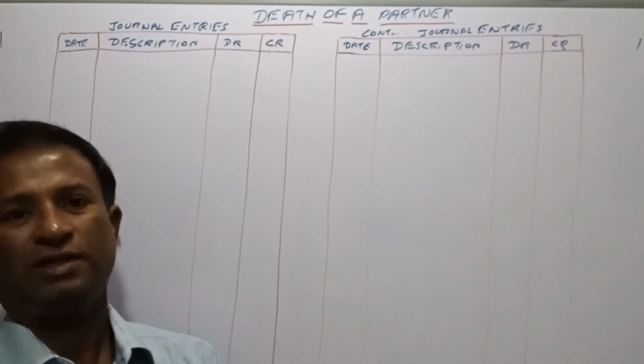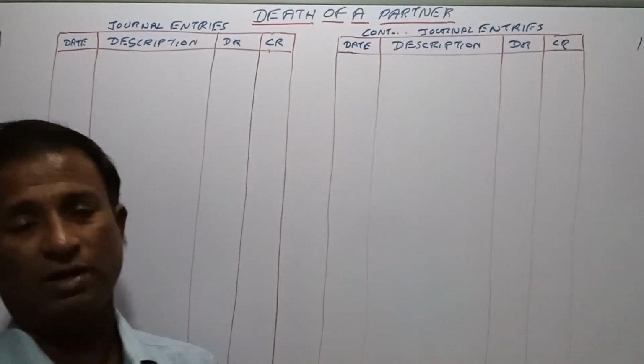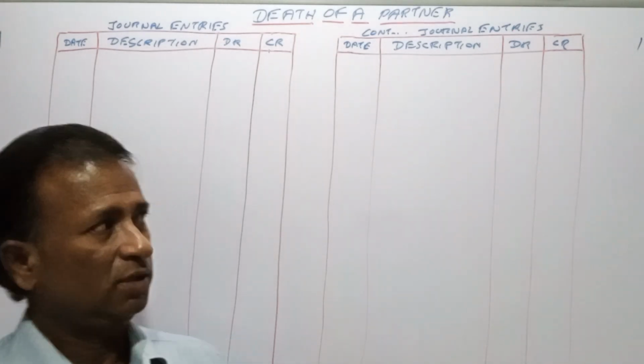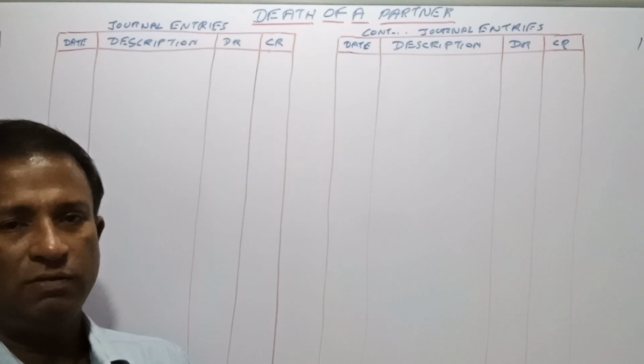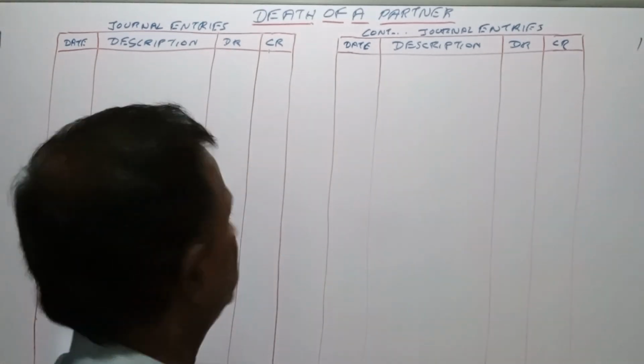Hello students, in today's session we are going to see the death of a partner, right? In the death of a partner, we are going to discuss the joint life insurance policy.